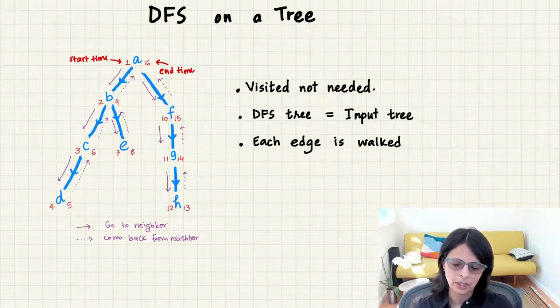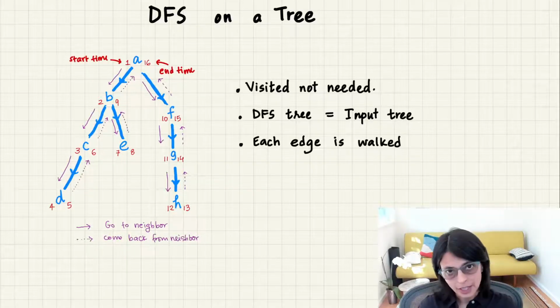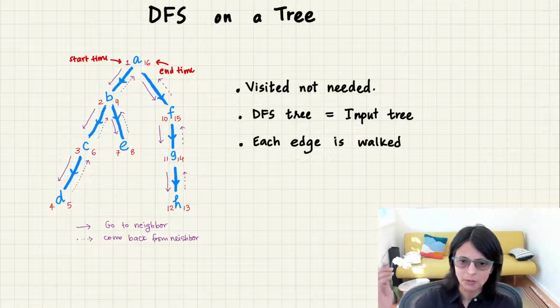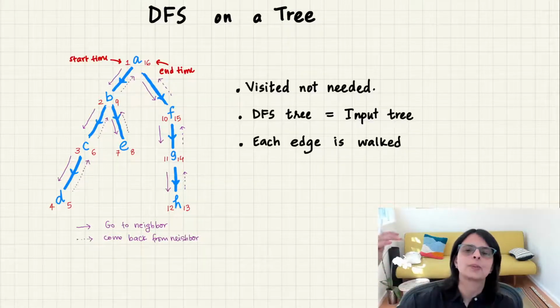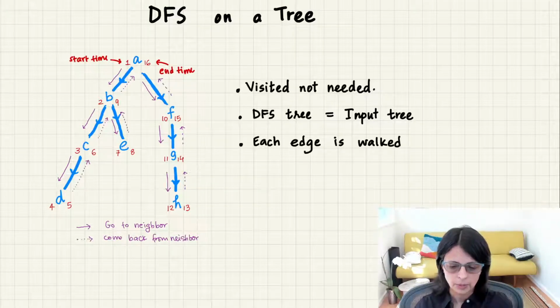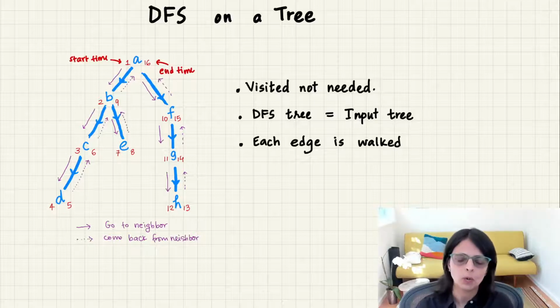So what can we note here? Well, first of all, there are no cycles, and there is no need for visited, because for every node there is only one incoming edge from its parent, this being a tree. So that's the first observation. Second one is that the DFS tree is going to be the same as the input tree, yes, and each edge will be walked.